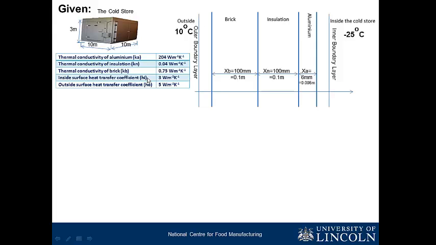Remember I mentioned earlier that the boundary layers are very important. That is why I have something here to represent the outer boundary layer, and something here to represent the inner boundary layer. Then the outside temperature is 10. The cold store temperature is -25. Now we have the brick here. We have the insulation, which is also 100 millimeters, so I use SN for the insulation. Don't forget, converting that to SI unit, you have 0.1. Then we also have aluminium, and the thickness is 6 millimeter.